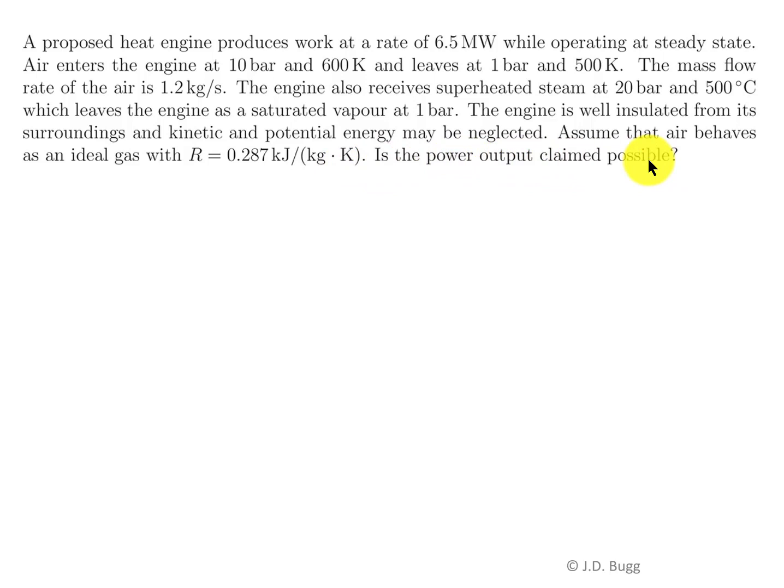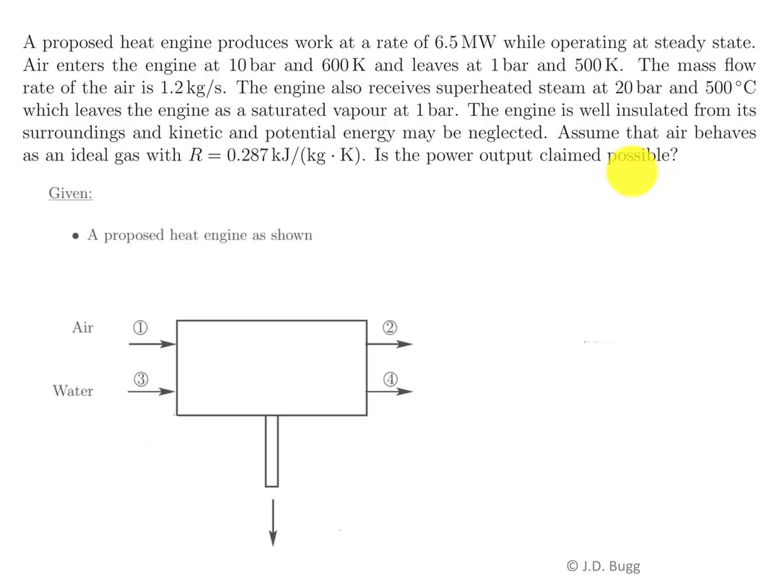So this is a classic second law problem where we're trying to prove or disprove a claim of power produced by a heat engine. So we'll take a look at our given information. We have a schematic diagram here. Notice that this is just described as a proposed heat engine. We're not told what components are in this heat engine, so we're just going to represent it schematically by this box. It doesn't matter what's inside of this box.